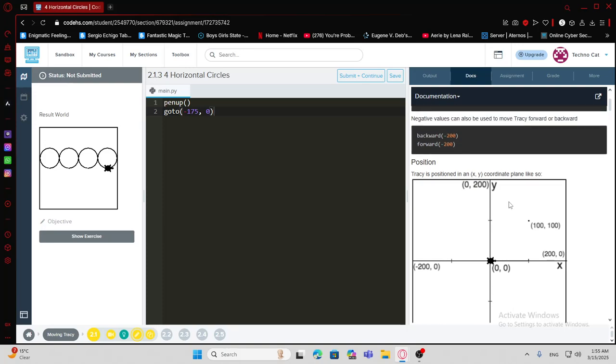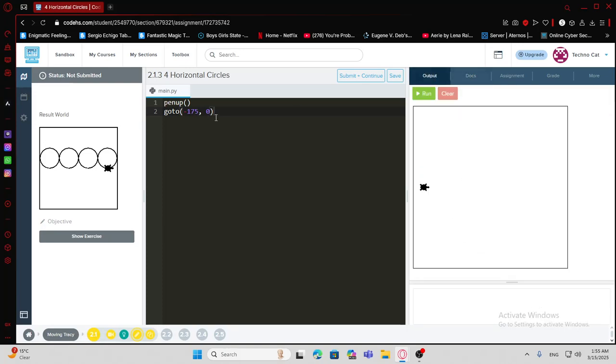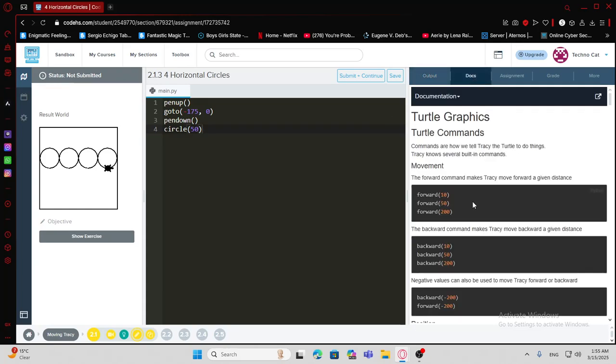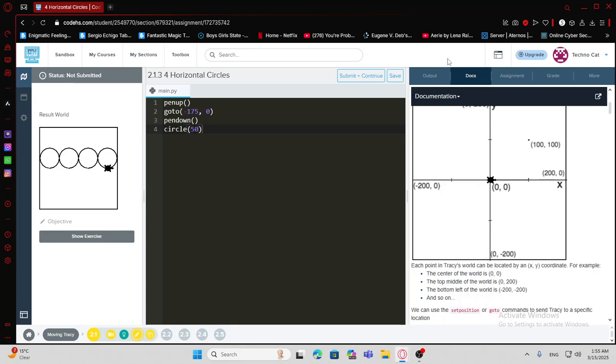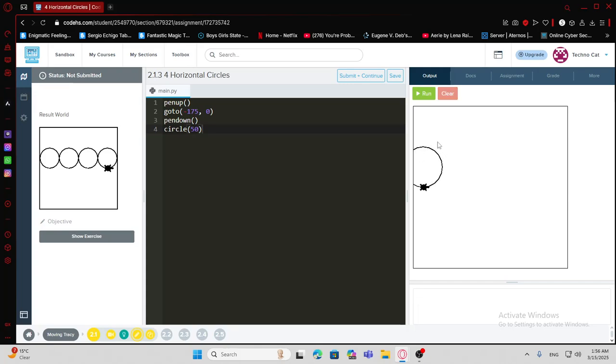Oh, actually, I did that wrong. Or did I? Let me see. Pen down, and then we're gonna do a circle with a radius of 50. Because since this whole thing is 400 and we want 4 big circles, if you were to split it up into quarters, you get 50, 50, 50, 50. So if we try to run this, oh, she goes out. Let's change it to go to -150. Yeah, that makes more sense. That way the edge of the circle is at the edge of the world instead of outside.